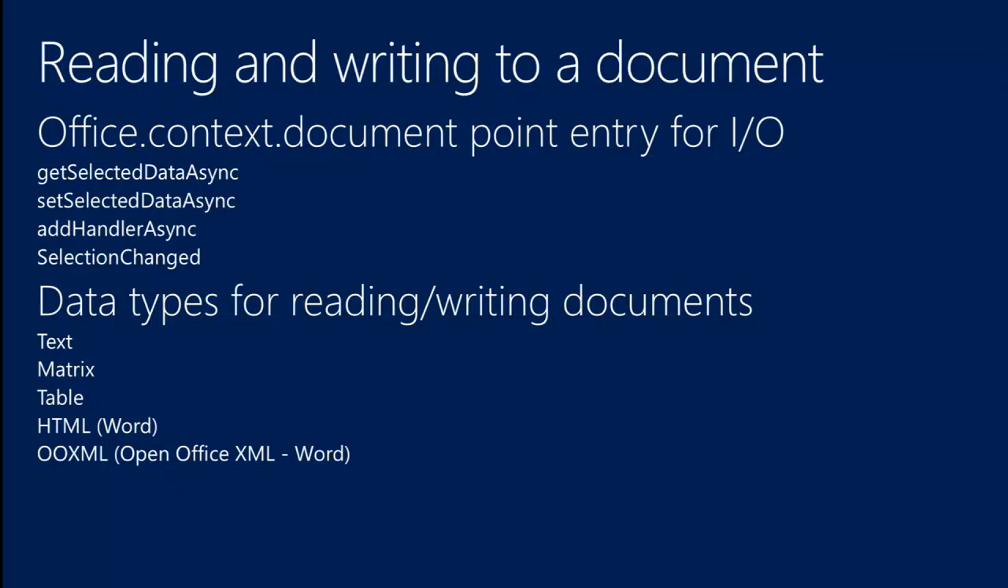So get and set, being able to add and read documents or document data from your document. Add handler async and selection changed are two interesting things because they also provide an eventing model: as the user's typing, you're able to take some action. You could bind JavaScript events to the document, and as those events fire, you could add handlers and do something special. For example, if they're typing, you could replace all the letters A with R if you wanted to, right?